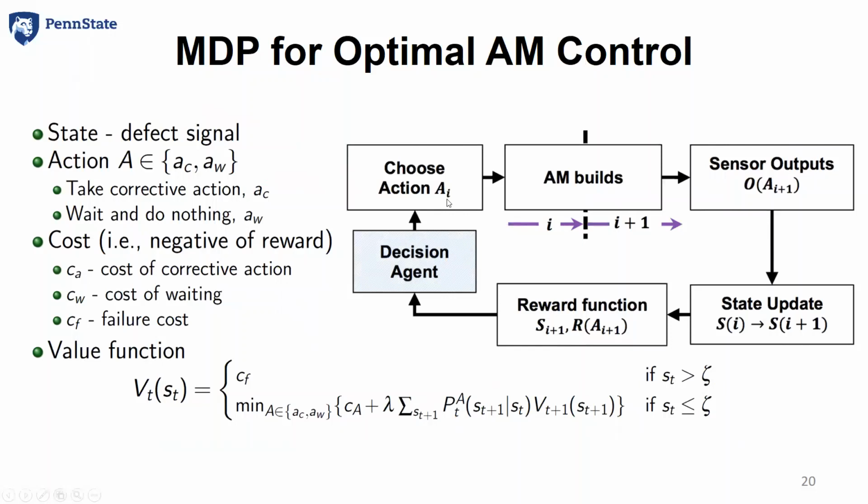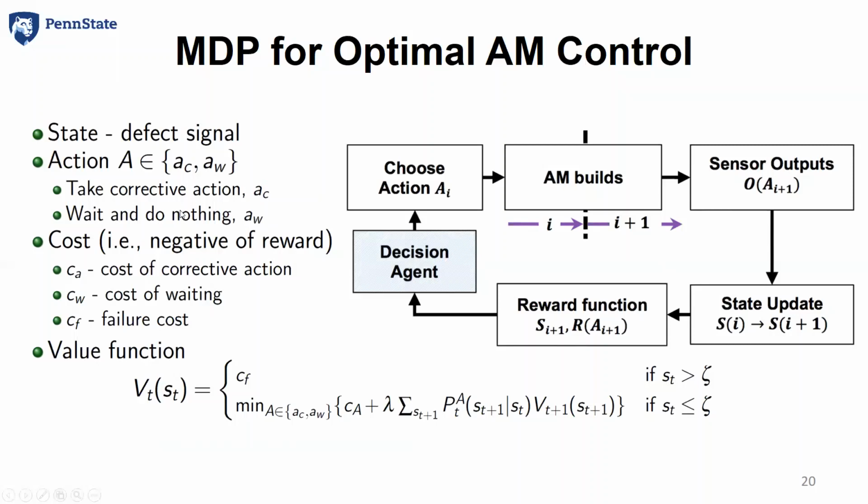So the state is defect signals. Action: we can take corrective actions, or doing nothing is an action too. Right? We can wait or do nothing. And here we only consider two actions. Either you take corrective action or you don't do anything. Okay?